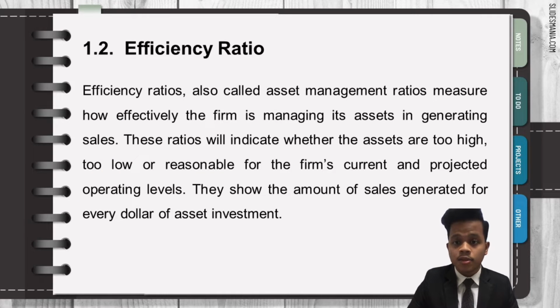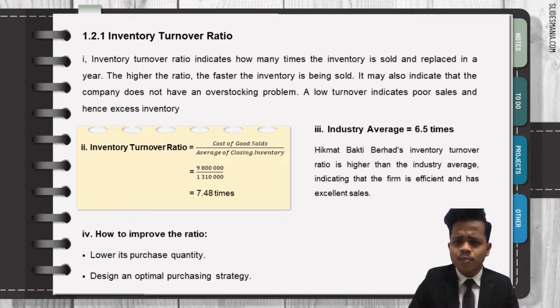Next is efficiency ratios. The purpose is to measure how effectively the firm is managing its assets in generating sales. There are 4 types of ratio under efficiency ratio, namely inventory turnover ratio, average collection period, non-current assets turnover, and total asset turnover ratio. Inventory turnover ratio indicates how many times the inventory is sold and replaced in 1 year.